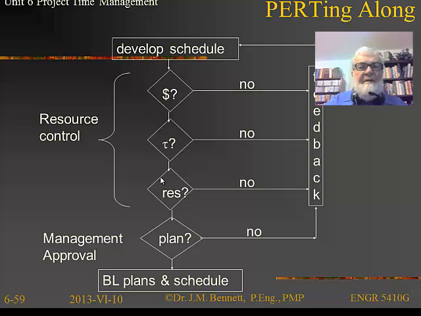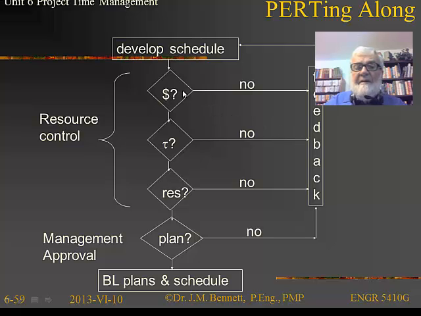Now, when we're PERTing along, we're basically going to do something like this. We're going to develop a schedule. Then we're going to take a look at our schedule and say, well, is the cost appropriate? No. Then go back and change the schedule until we make it appropriate. Is the cost acceptable? Then is the time limit appropriate? No. Go back and rejig the diagram until we get that in place too.